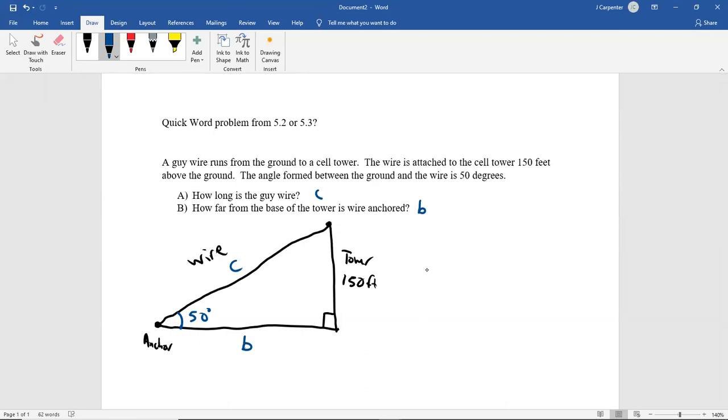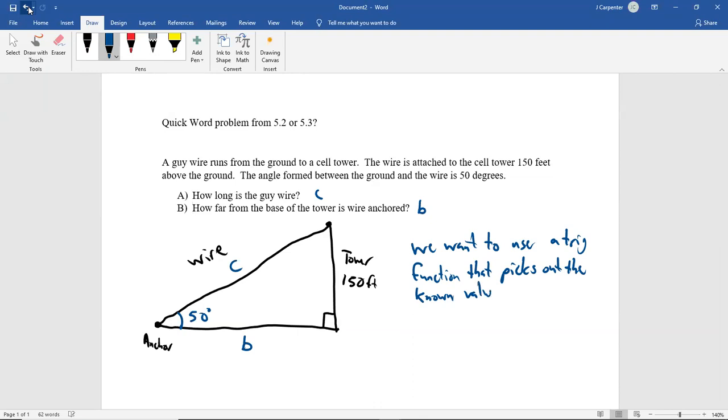What we want to do is use a trig function that picks out the known value and also the one we need.